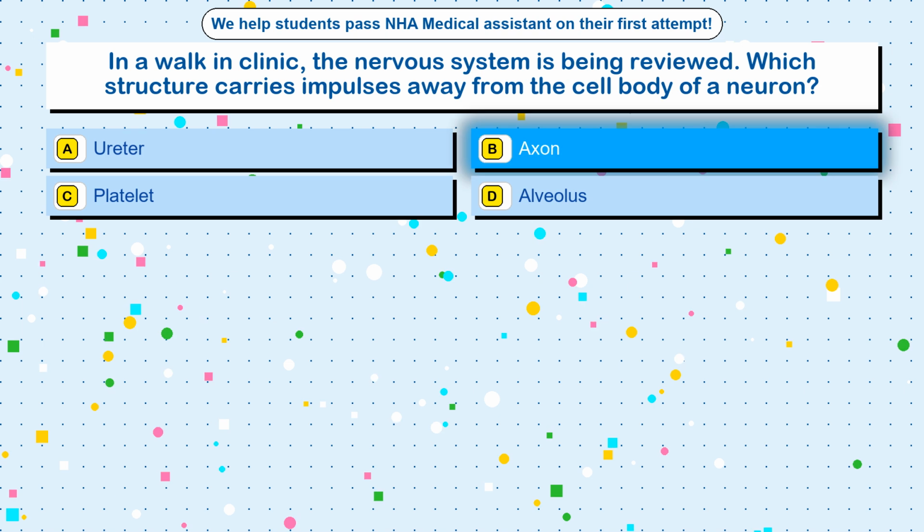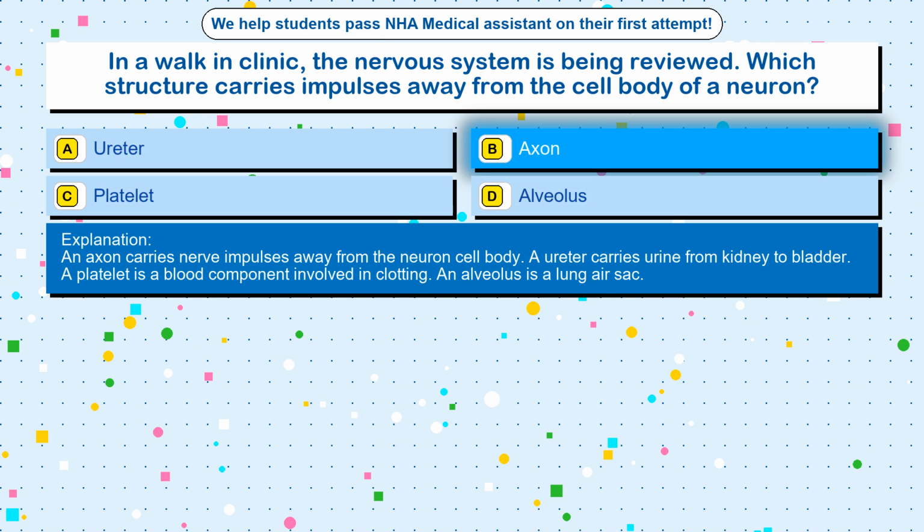The correct answer is option B, axon. An axon carries nerve impulses away from the neuron cell body. A ureter carries urine from kidney to bladder. A platelet is a blood component involved in clotting. An alveolus is a lung air sac.